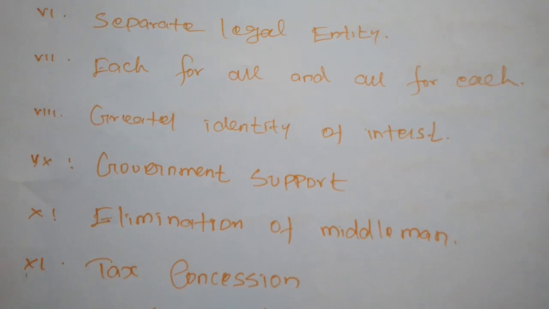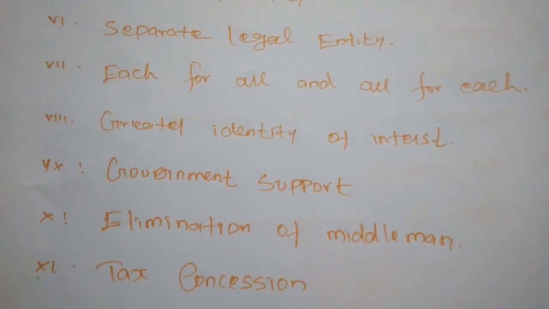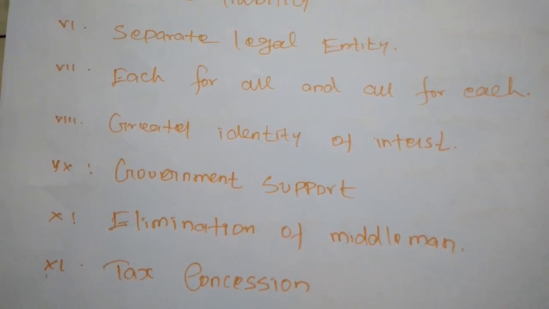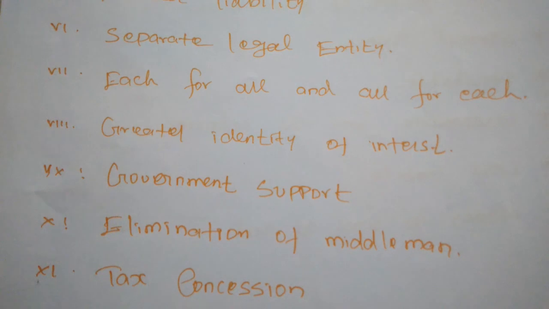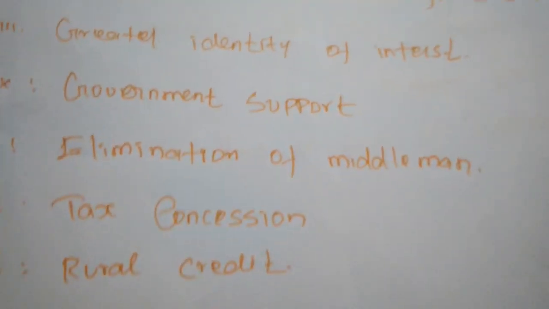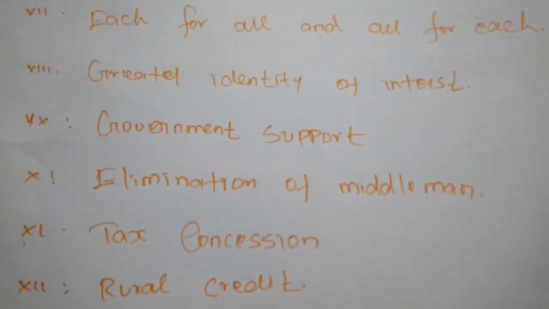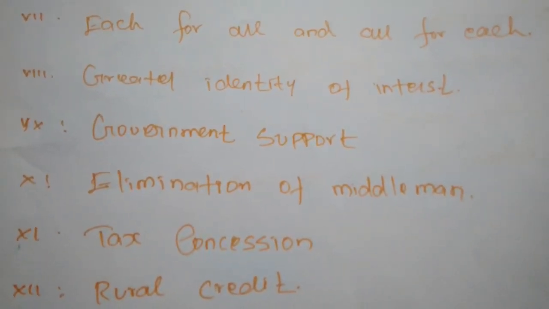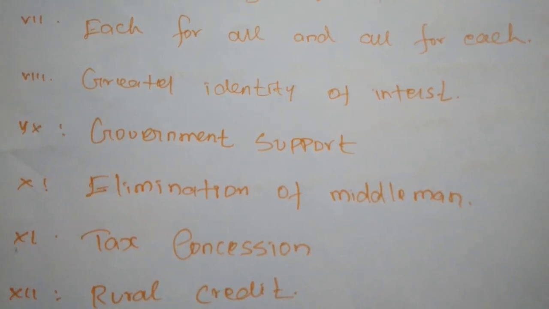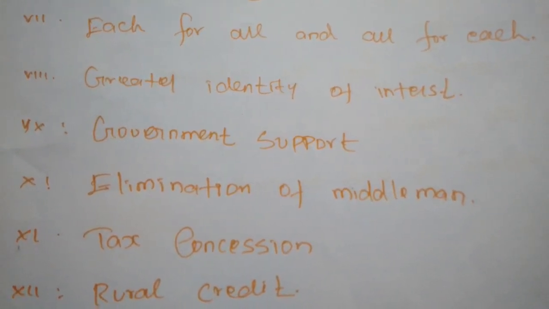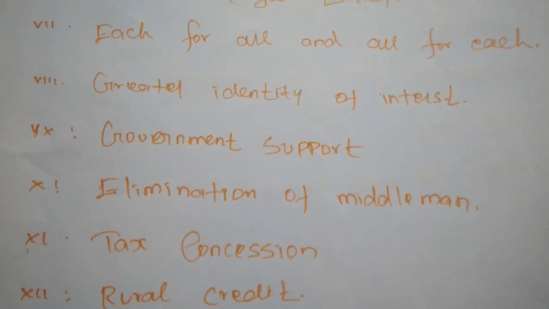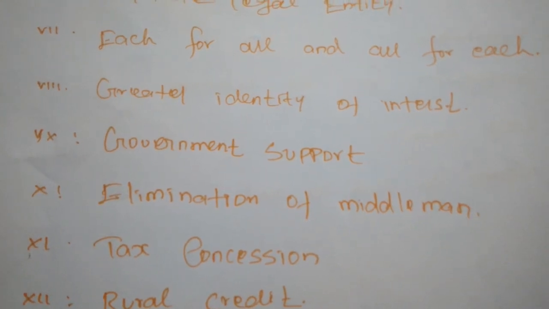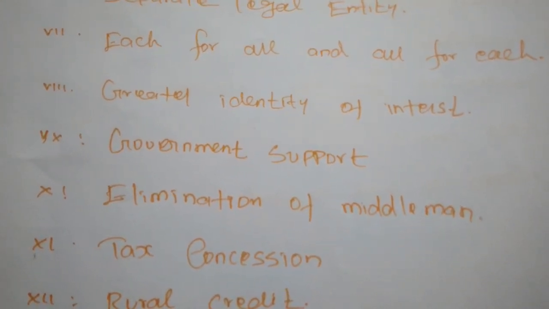Next, greater identity of interest. It operates in a limited geographical area and there is greater identity of interest among members. So it is not like a multinational company or a joint stock company. Cooperative societies are established with very limited numbers in separate localities, so members would be interacting with each other. They can cooperate and manage the activities of the society in a more effective manner.